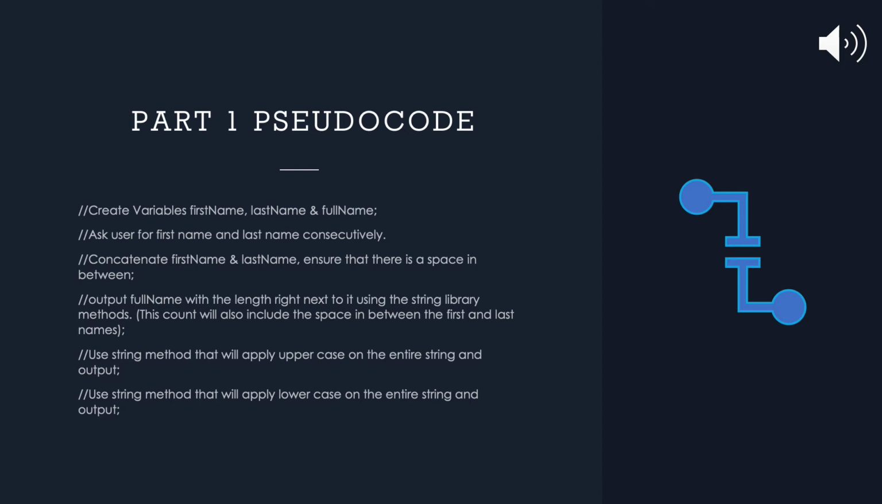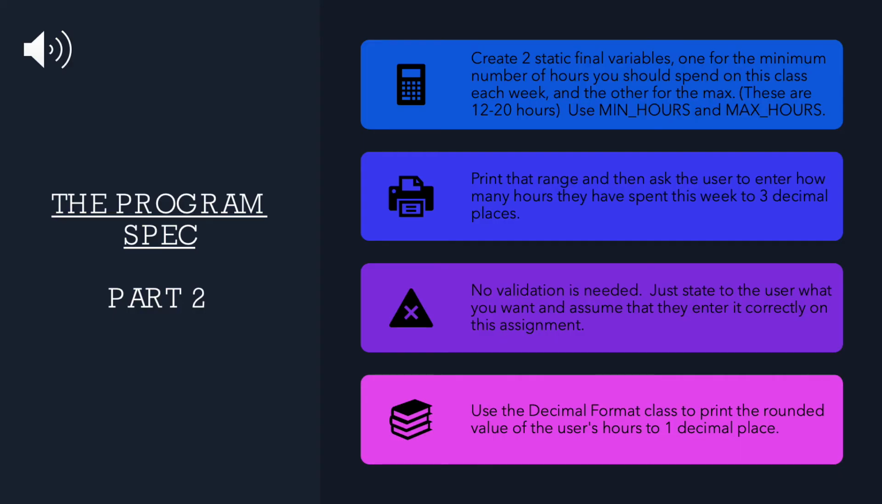Next, we will use the string method that will apply all uppercase on the entire string of full name, and then we will output that. The next part, we will use the same or a similar string method that will apply all lowercase onto the string and output that as well. Let's move on to part 2 of the program.